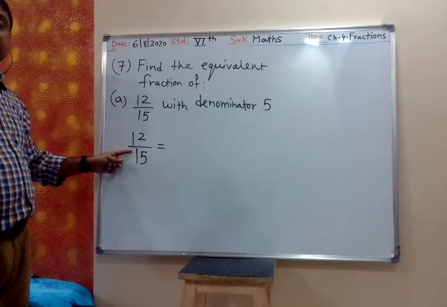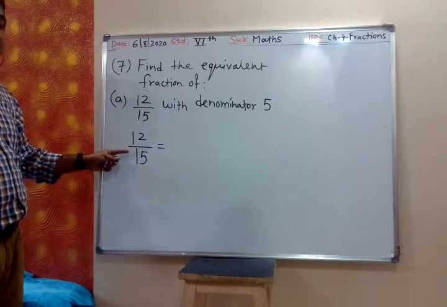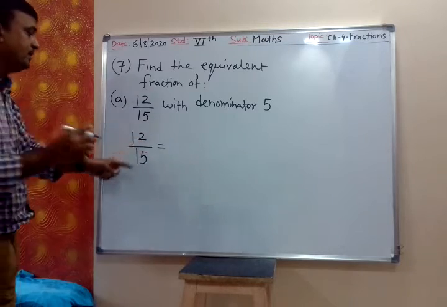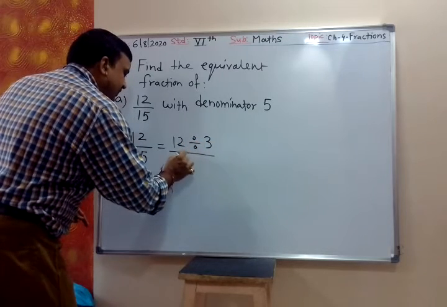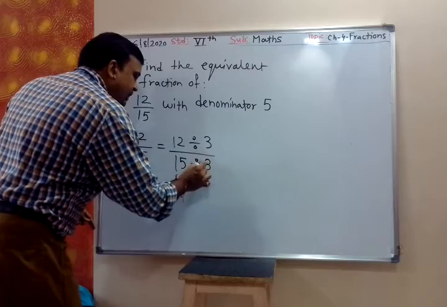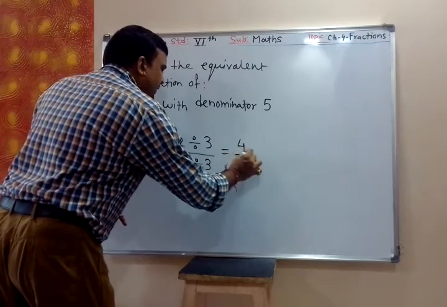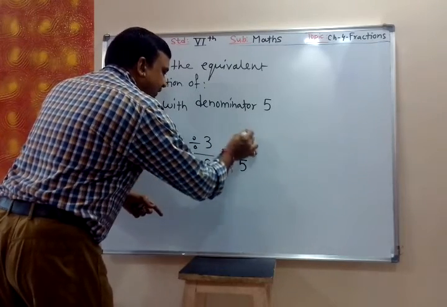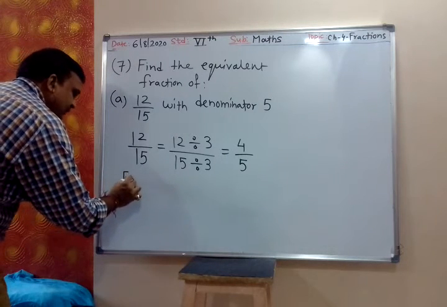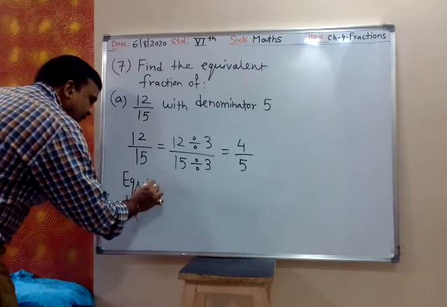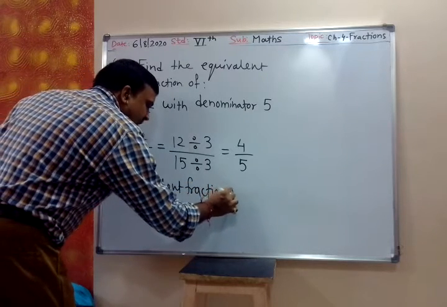Divide by 3. Yes, divide by 3. To make 15 as 5, I will divide 15 by 3. So I will divide numerator and denominator both by 3. So 12 divided by 3 is 4, and 15 divided by 3 is 5. And this is the equivalent fraction. Equivalent fraction is 4 upon 5.